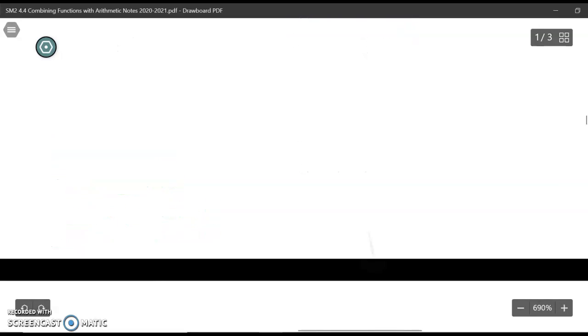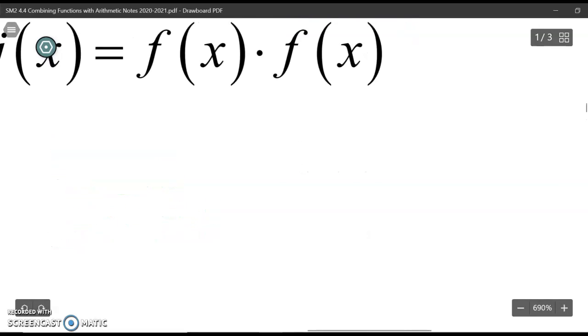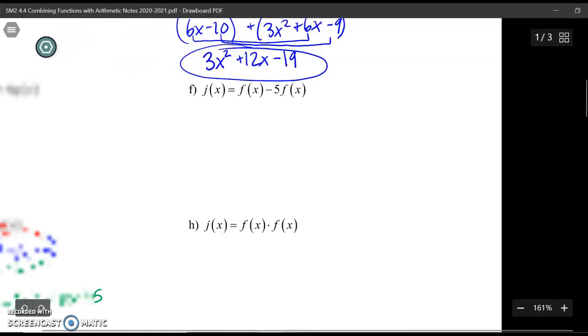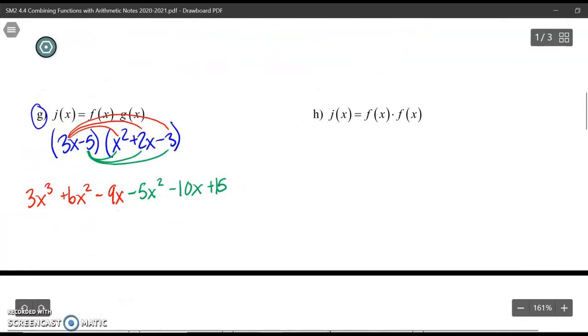Okay. Oh no, where did it go? What have I done? Whoa, I just zoomed in super far. Didn't even know I could do that.